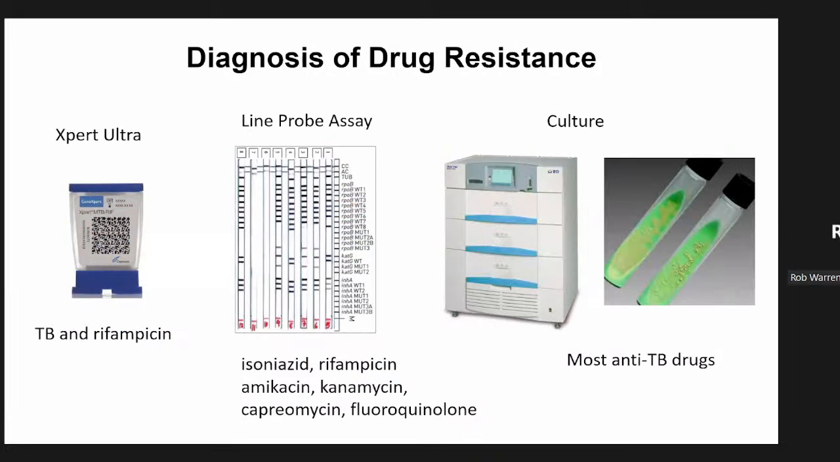Currently, the diagnosis of drug resistance in most countries relies on either culture or a very smart lab in a box called Xpert Ultra, which is a genetic-based test as well, based on the presence of mutations. And then there are certain line probe assays which allow us to discern additional information. But we are slowly moving towards a more comprehensive analysis rather than these very targeted approaches.